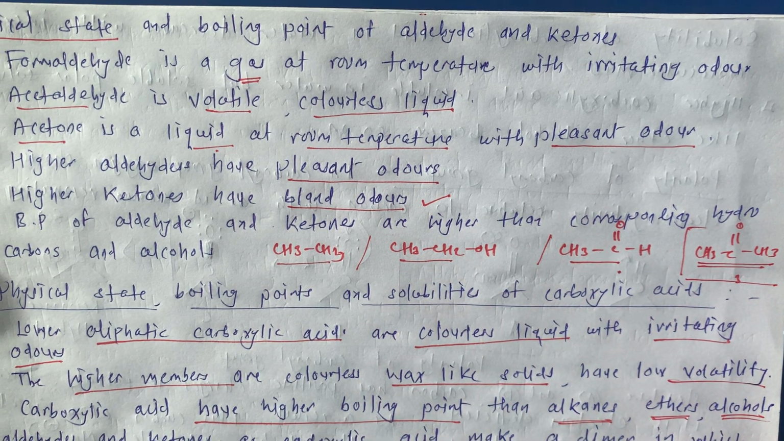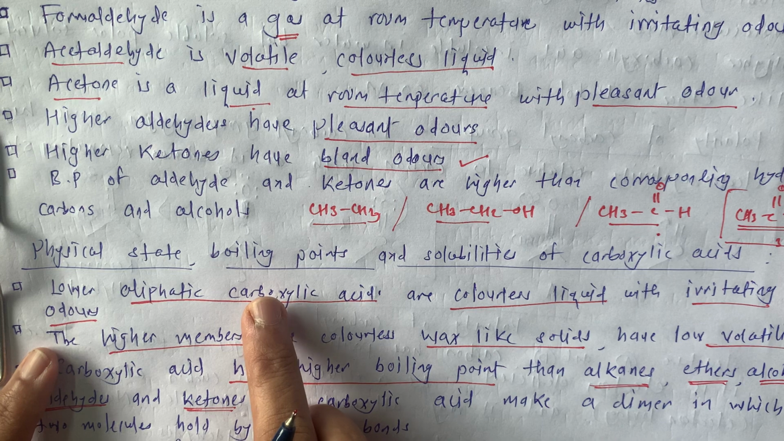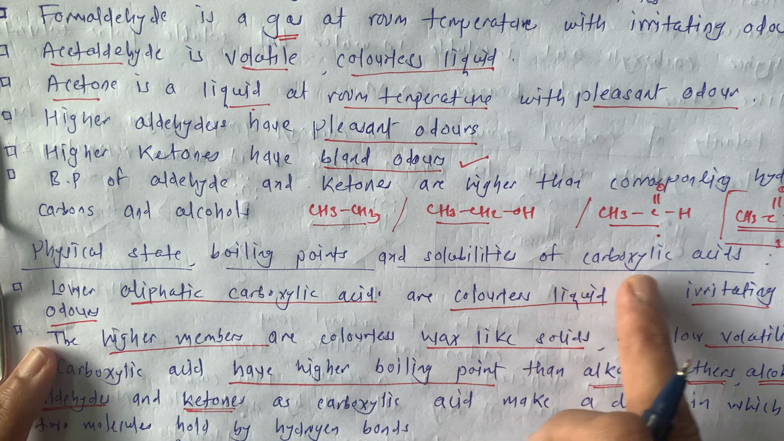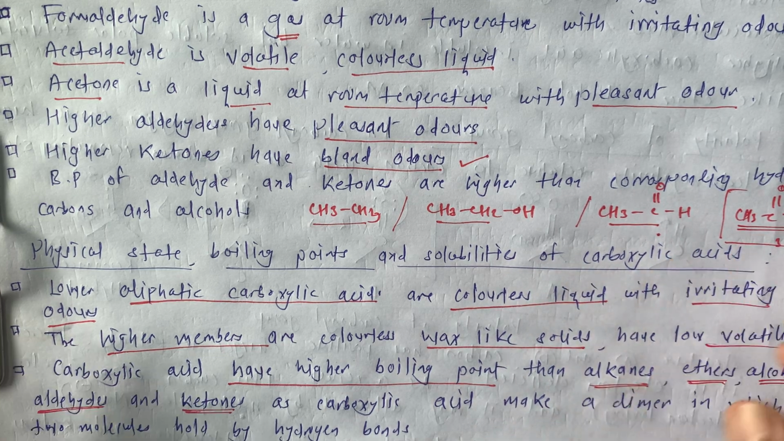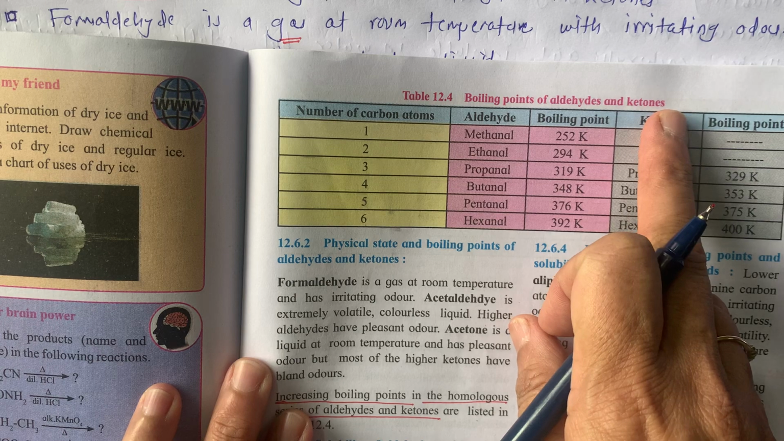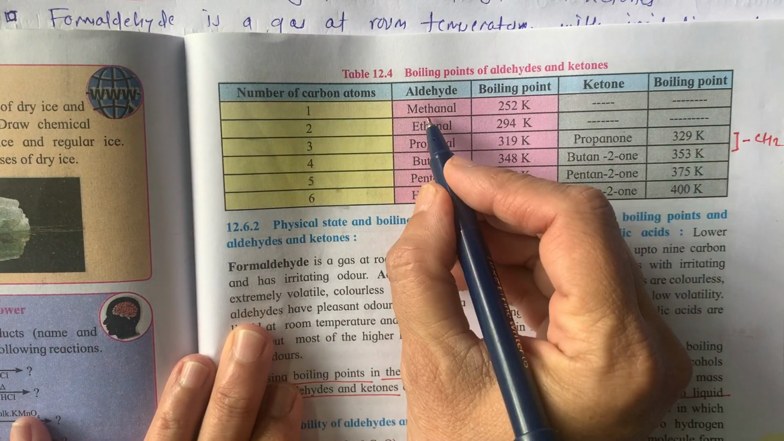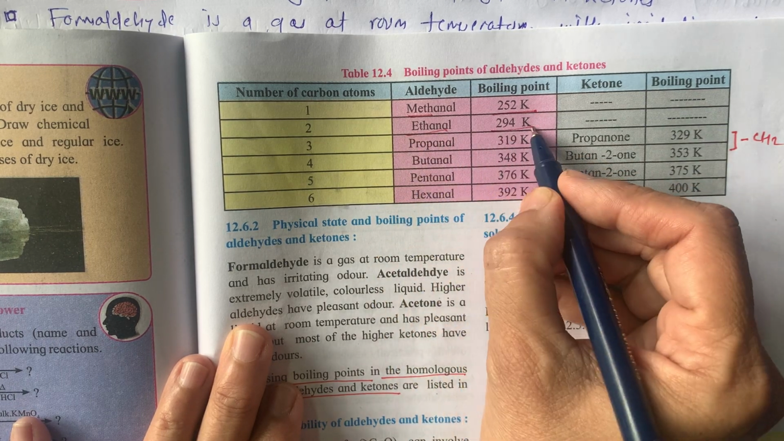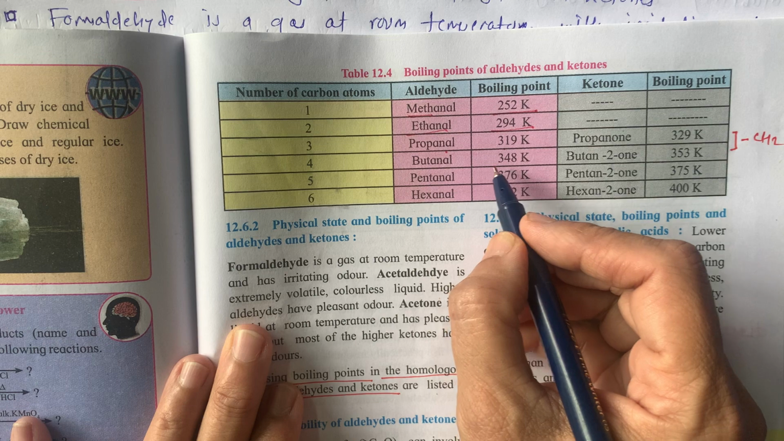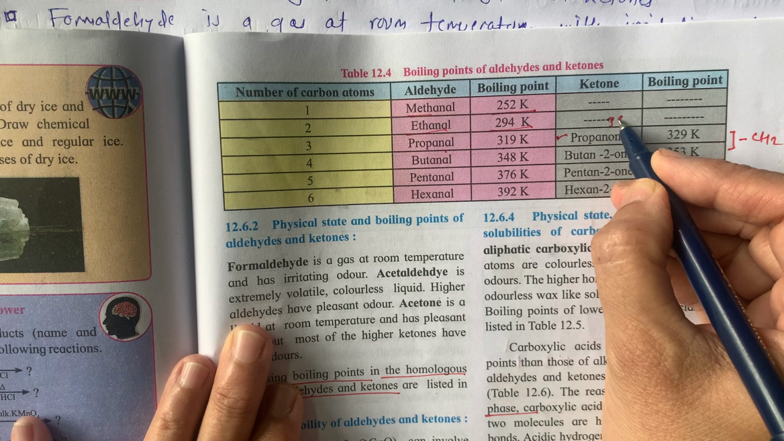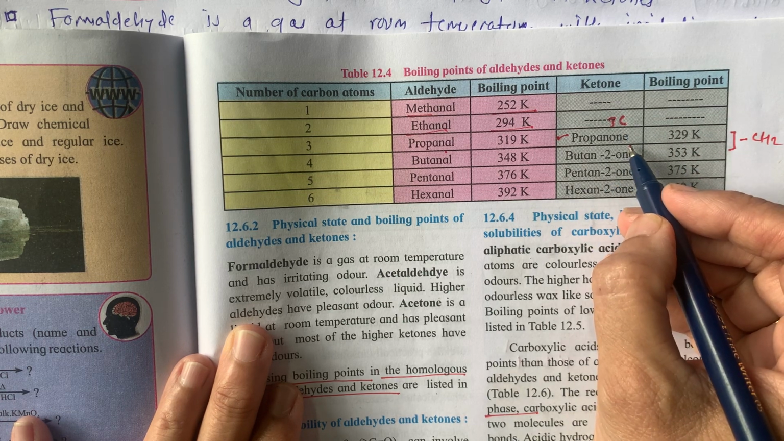Okay, so the next topic is the physical state, boiling point and solubilities of carboxylic acid. Before this, here in our textbook, the table is given, that is the boiling points of aldehydes and ketones. See now, methanol boiling point is 252 K, while ethanol it is 294, propanol 319. Here, as I said before, from the 3-member chain, the first ketone is going to start.